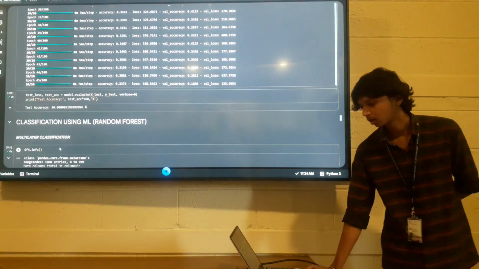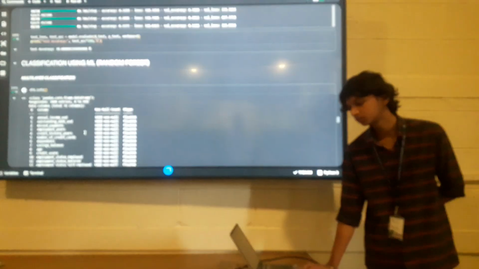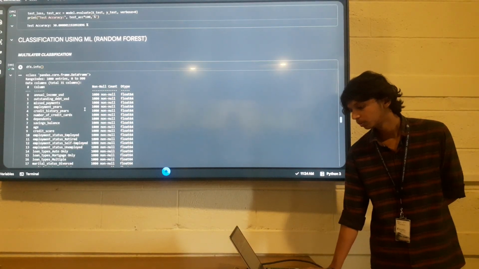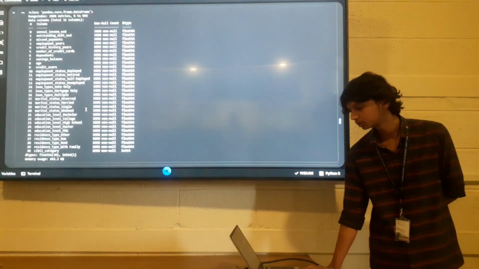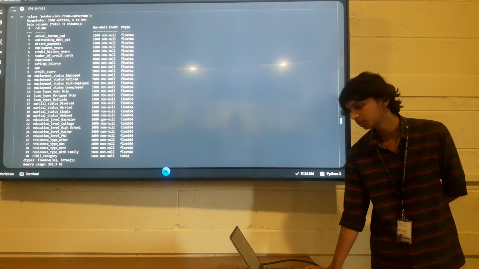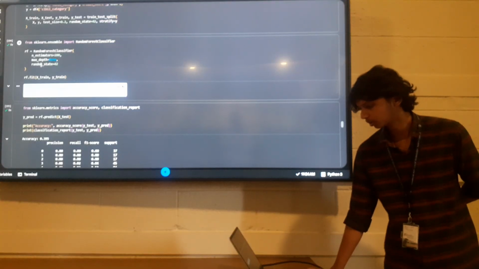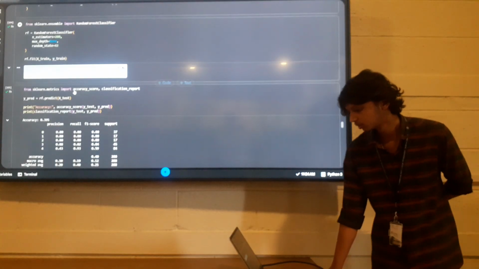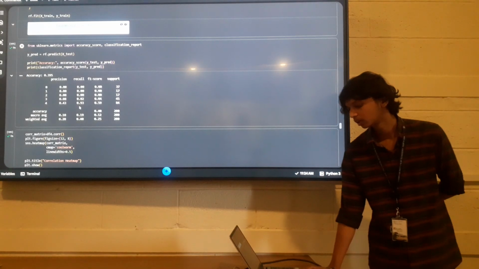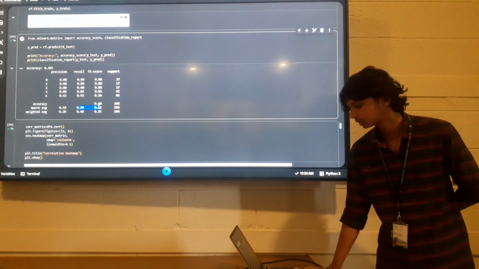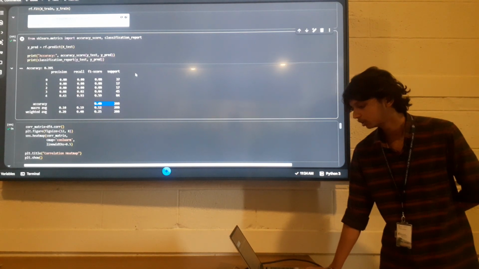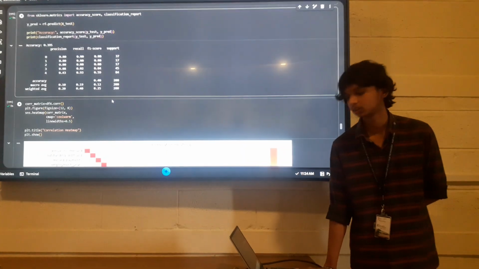Next, we have done classification using ML. I used random forest. I have used the same null values handling for this, the dummy values. I have dropped civil category and civil score from the X variable, as they are our target values. When we tested it with the random forest classifier, we got an accuracy of 40%, which is better than the neural network classification, which was 30%.